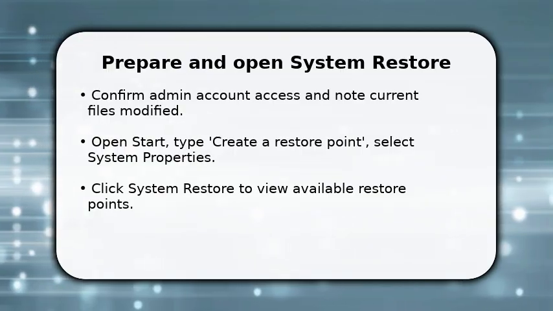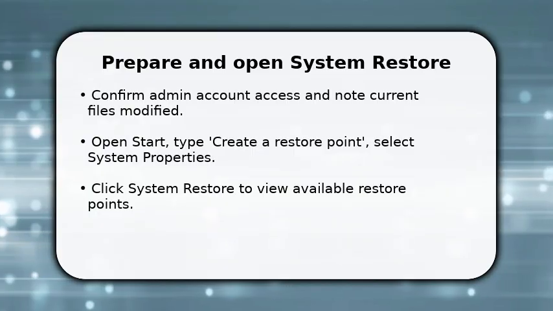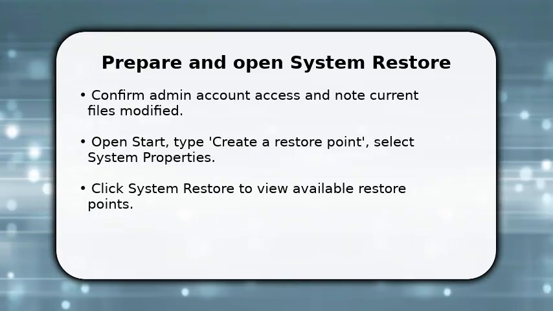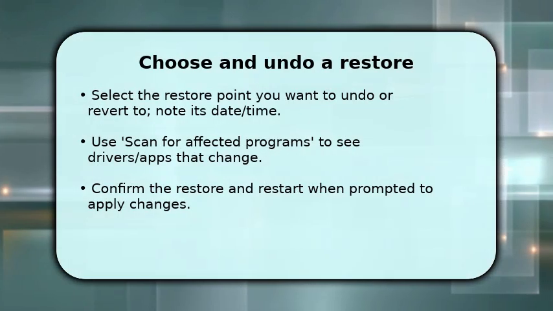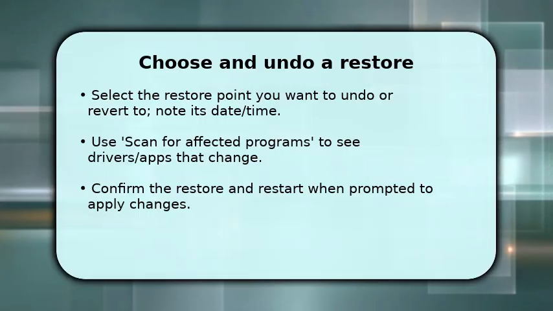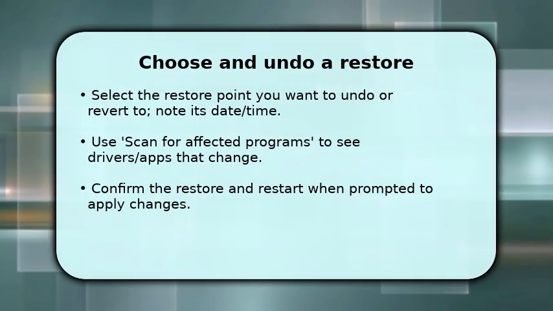Once there, click System Restore to launch the wizard and view available restore points. This first actionable step shows what points you can undo to revert system changes. Now you pick the specific restore point you want to undo or revert to. Choose by date and description so you know what state you're returning to.